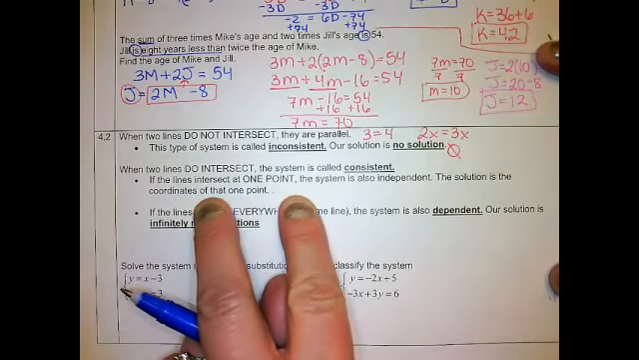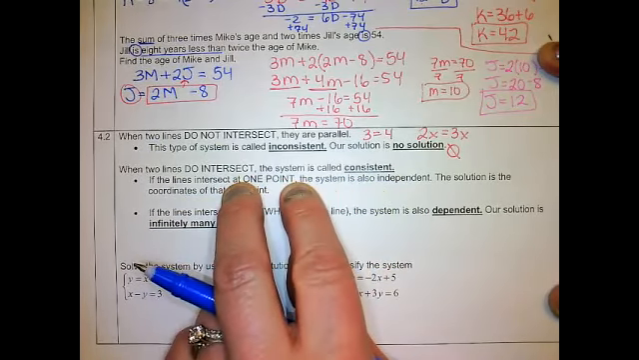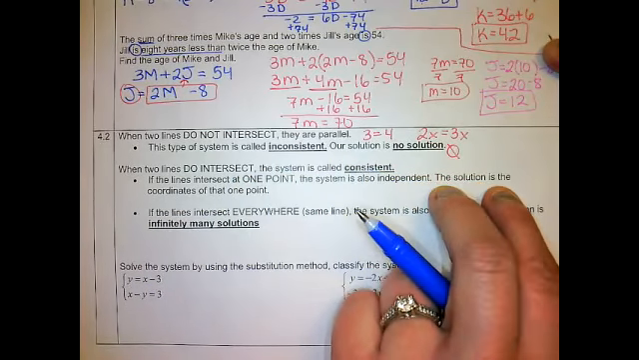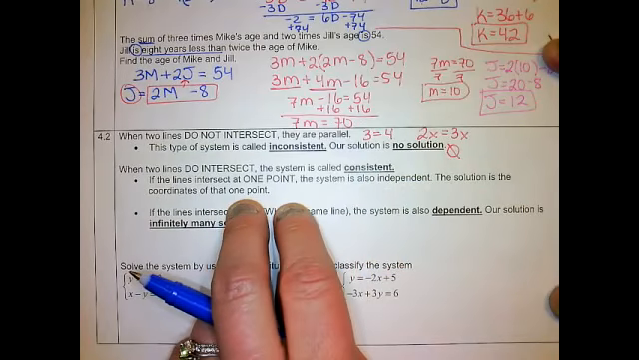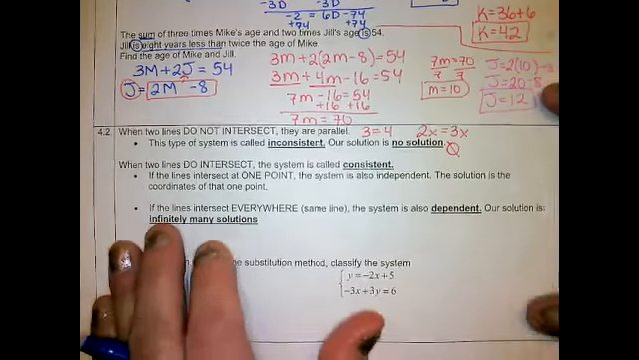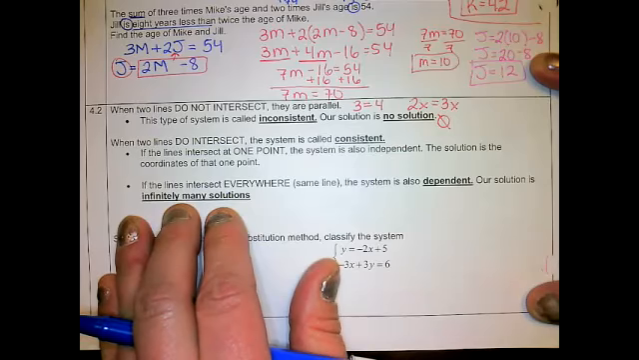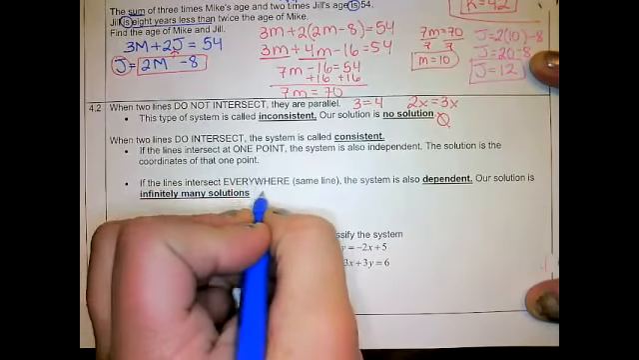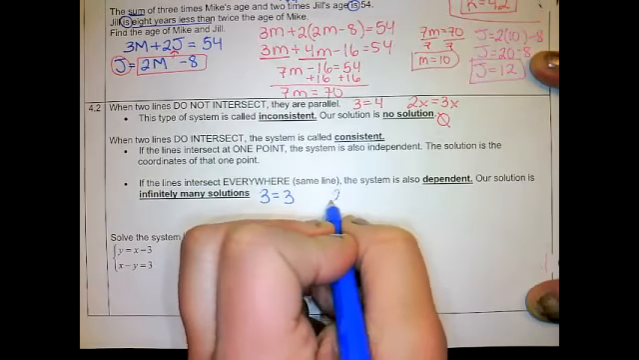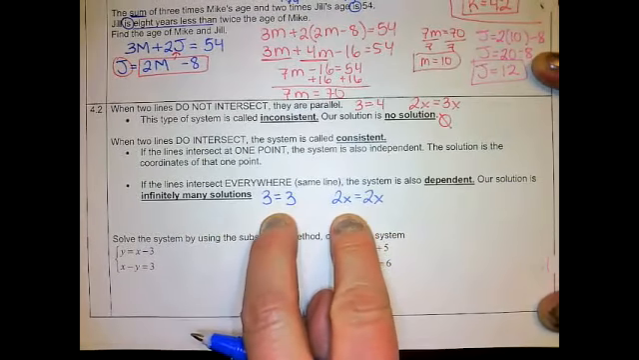When two lines do intersect, the system is called consistent. If they intersect at one point, then that system is independent, and the solution is the coordinates of the one point. So that's what we've been getting. Okay, x equals this, y equals that. But if the lines are the same line, then our solution is infinitely many solutions. So what it'll look like here when we solve is that we'll get something like 3 equals 3 or 2x equals 2x, which can always be true.